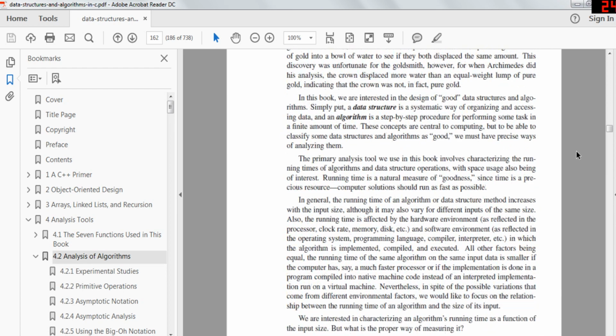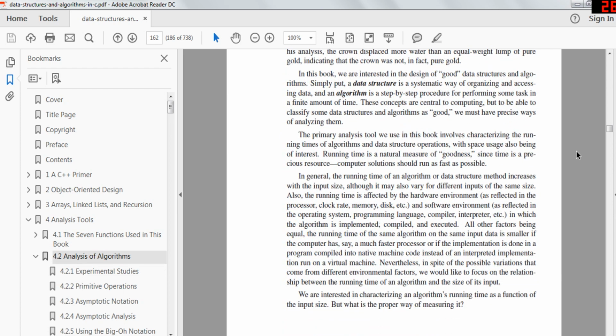The primary analysis tool we use in this book involves characterizing the running times of algorithms, data structures, and operations, with space usage also being of interest. Running time is a natural measure of goodness, since time is a precious resource. You want it to be as fast as possible. In general, the running time of an algorithm or data structure increases with input size. Given 1,000 elements, processing them is going to take more time, although it may also vary for different inputs of the same size.